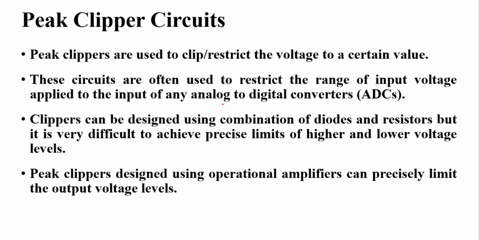Generally, clipper circuits are designed using a combination of diodes and resistors. But using diodes and resistors, it is very difficult to achieve precise limits of higher and lower voltage levels. These voltage levels are the clipping voltage thresholds. So, peak clippers using operational amplifiers can be designed in such a way that we can meet very precise limits of output voltage levels.